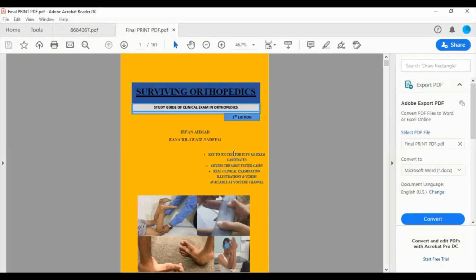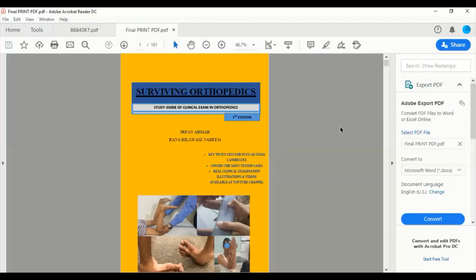And today I'm going to give a brief introduction of our first book that was published 2 months ago. It is a clinical examination guide for orthopedics residents and consultants. There are many books in the market that have been published internationally on clinical examination. I have studied and seen that they are quite extensive.